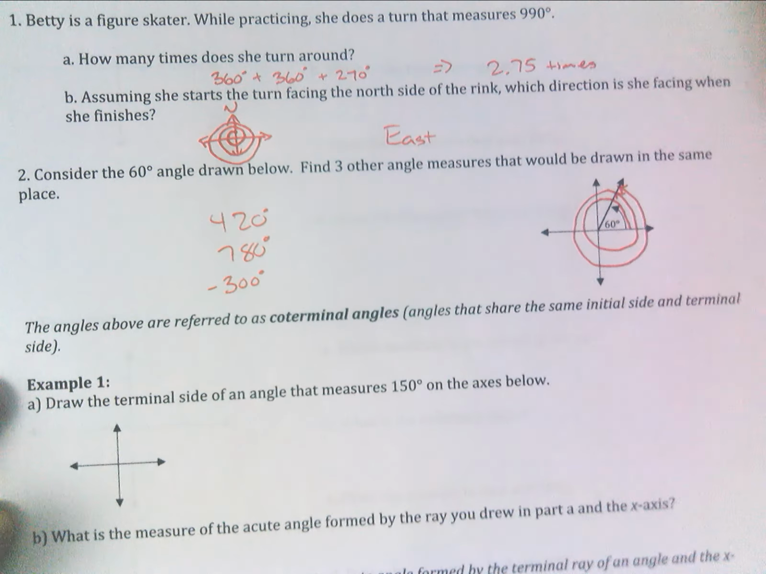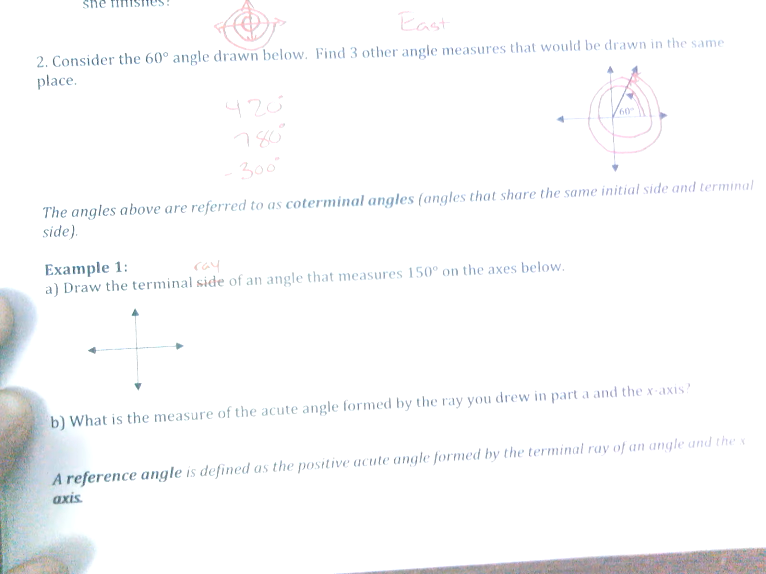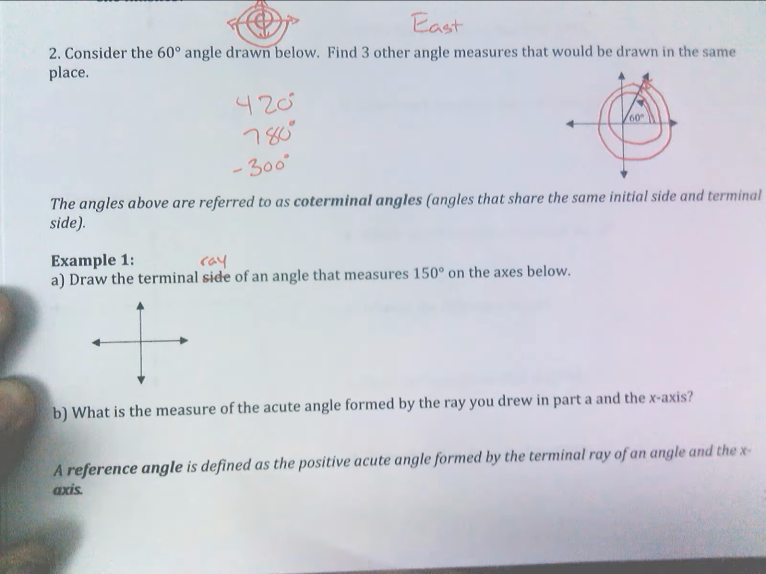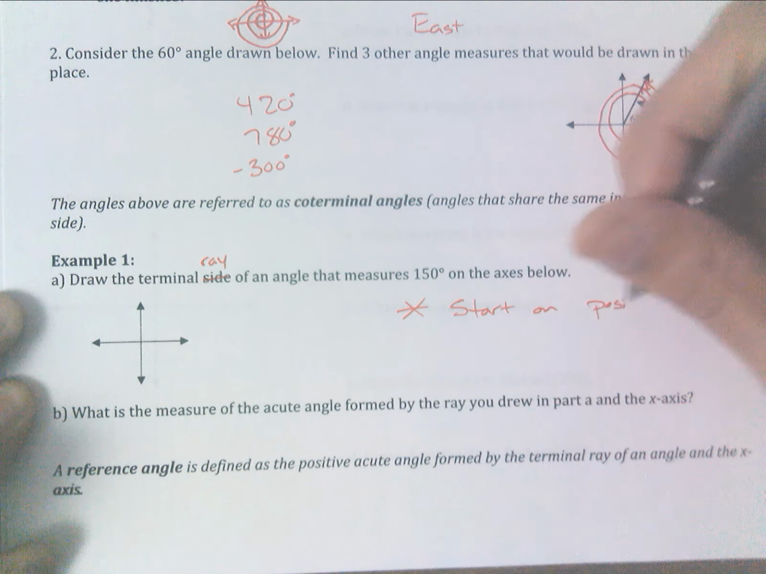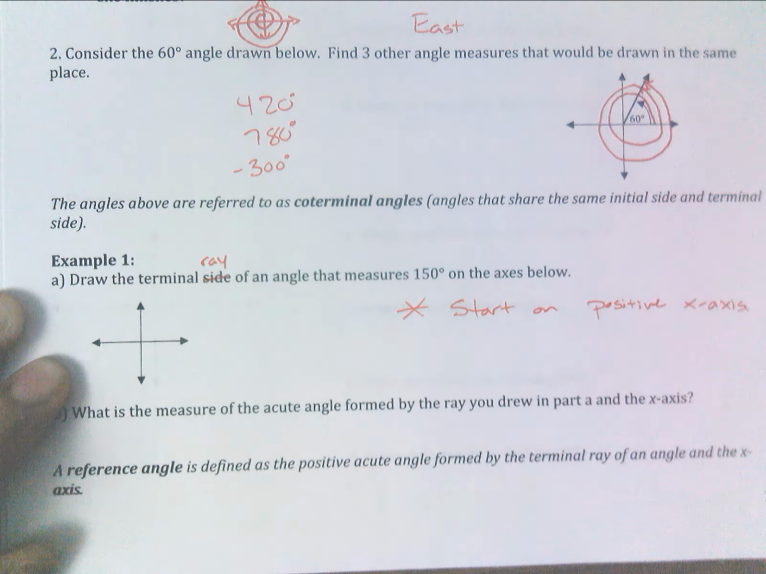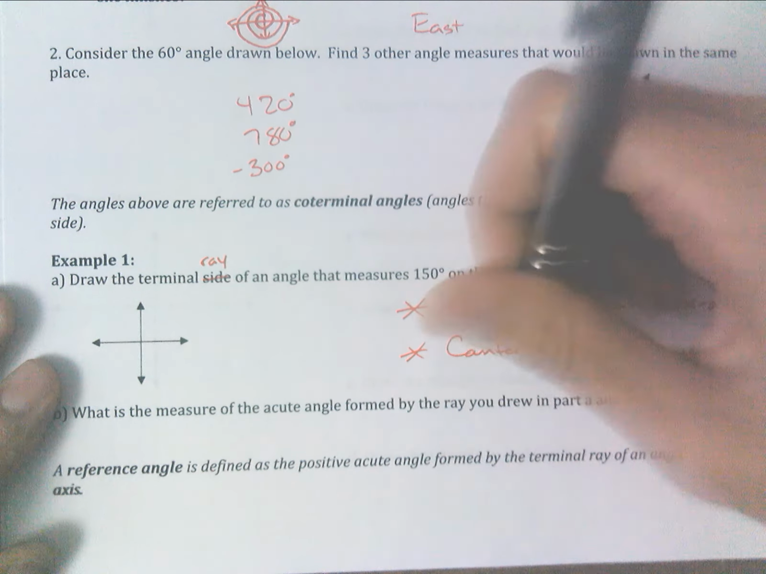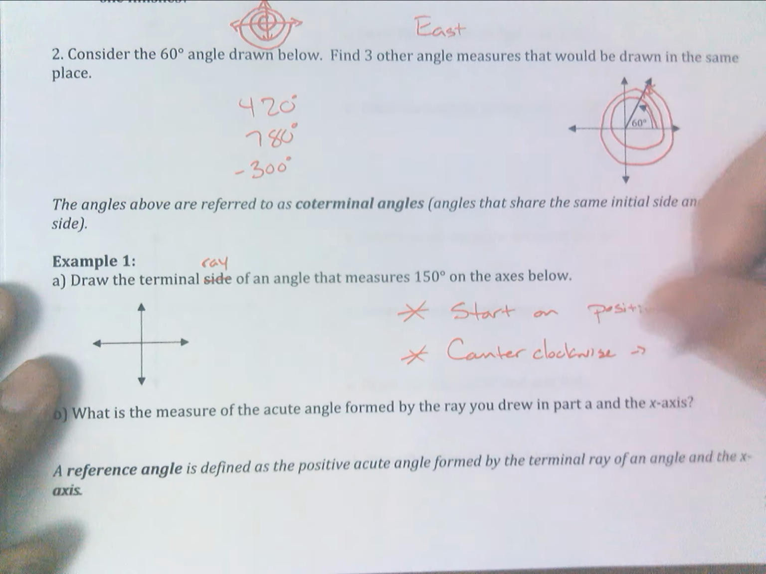So let's find the terminal, I'm going to say ray, so you can cross that off and write ray. Draw the terminal ray of an angle that measures 150 degrees on the axis below. So whenever we're drawing these angles, you can put a little note here. You want to start on the positive x-axis, just like we did before. Likewise, we measure our angles in the positive direction going counterclockwise. So counterclockwise means we are measuring our angles in the positive direction.